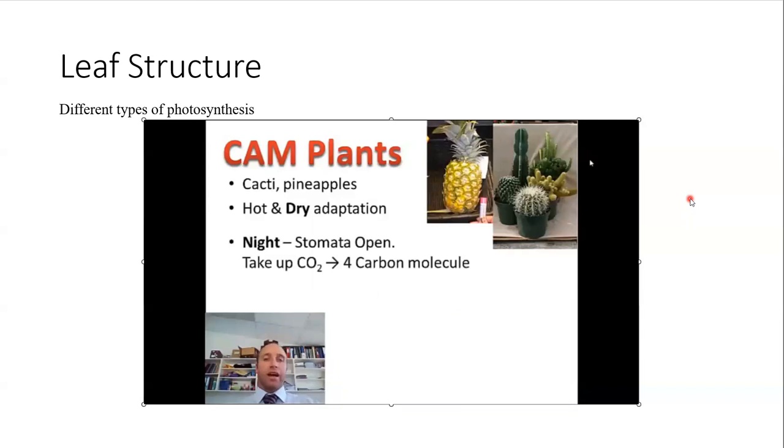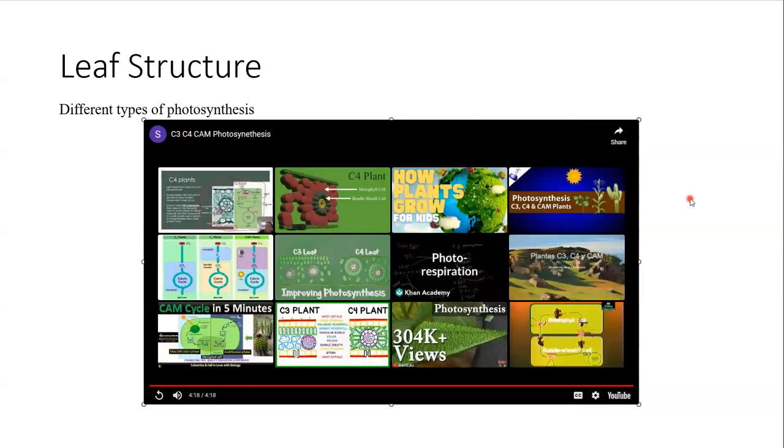So the way that they undergo photosynthesis, at night time they have the stomata open, they take up as much carbon dioxide as they can, and they convert it into a 4-carbon molecule which is stored. In daytime the stomata close, and this 4-carbon molecule is then used in normal C3 photosynthesis, and the plant pretty well goes through the same process. Okay, so there we have it.